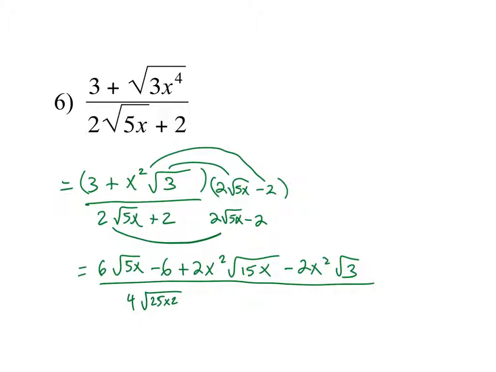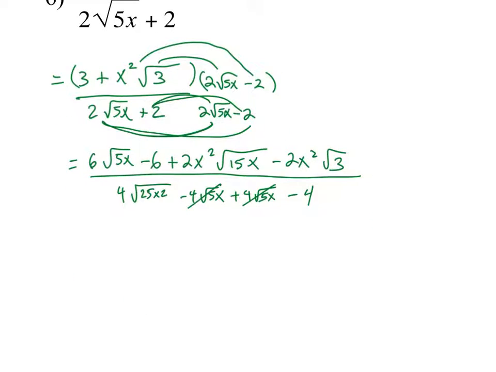So multiply this one times negative 2. So I have negative 4 square root of 5x. Then I have 2 times 2 square root of 3, so 4 square root of 5x. And at the end is 2 times negative 2, so it's negative 4. Again, I can cancel this out here. So 6.